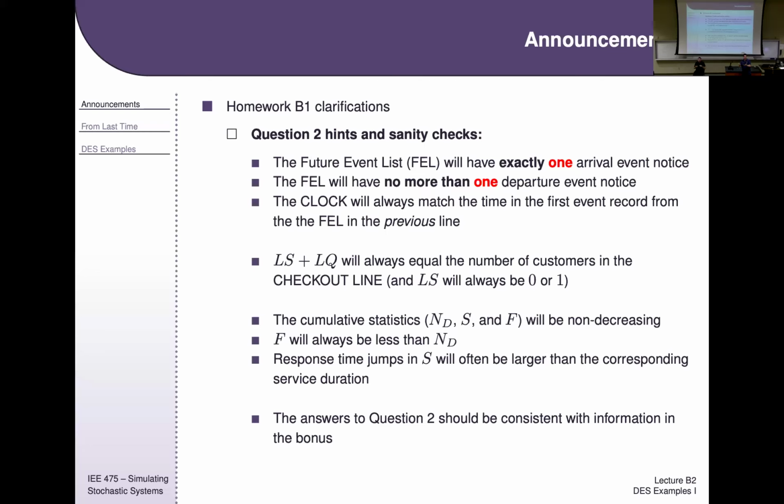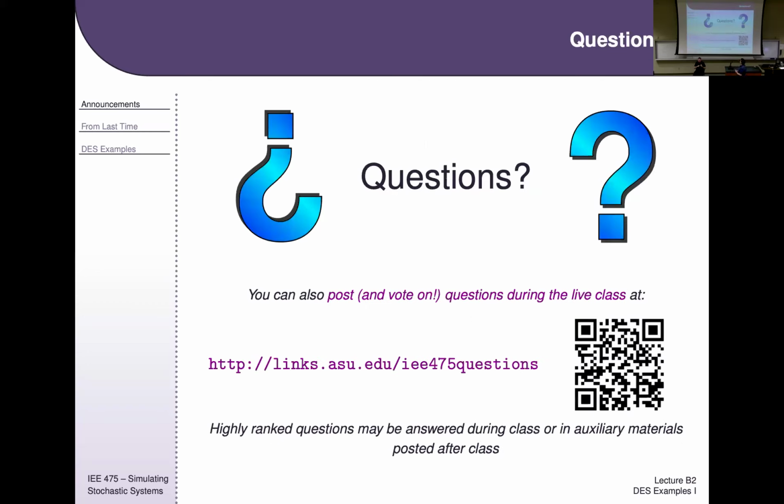So if you're looking at that spreadsheet, you should see the same things from your hand simulation show up in your spreadsheet. If you do the bonus, leverage the bonus to spot check your work on the hand simulation, because they should match. There's nothing different about the bonus versus the hand simulation. The results should match. Any questions? Just hints on the homework.